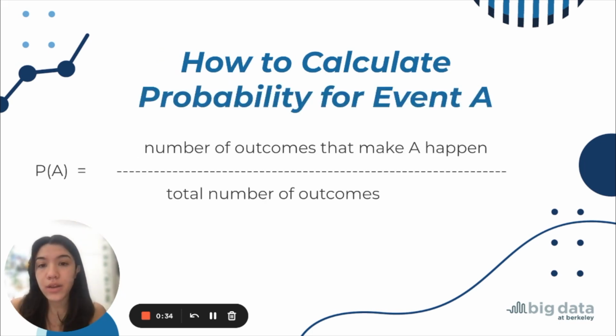So, how do we calculate a probability for an event? For a probability of event A, we count the number of outcomes that make event A happen and divide it by the total possible number of outcomes. So, this gives us a basic probability for any given event.